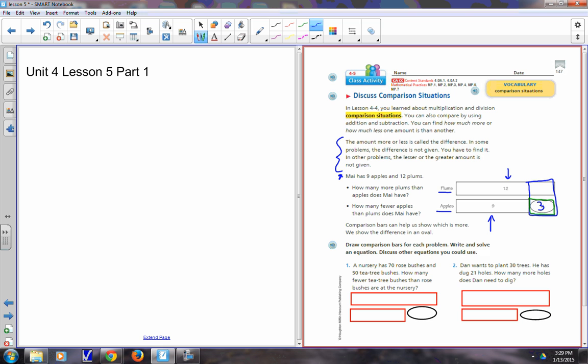A nursery has 70 rose bushes and 50 tea tree bushes. How many fewer tea tree bushes than rose bushes are there at the nursery? So the bigger number is going to go in the bigger box with 70. The smaller number is going to go in the smaller box, and it wants to know how many fewer tea tree bushes than rose bushes are at the nursery. So if I were setting up an equation for this, it would be 70 take away 50 equals 20. So there are 20 fewer tea tree bushes.